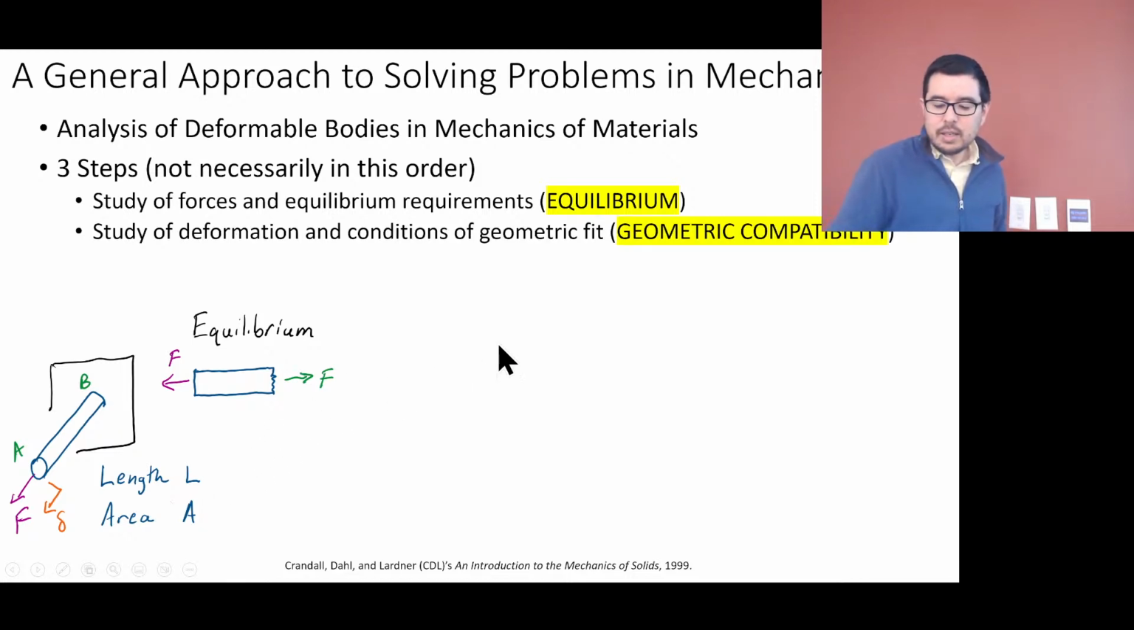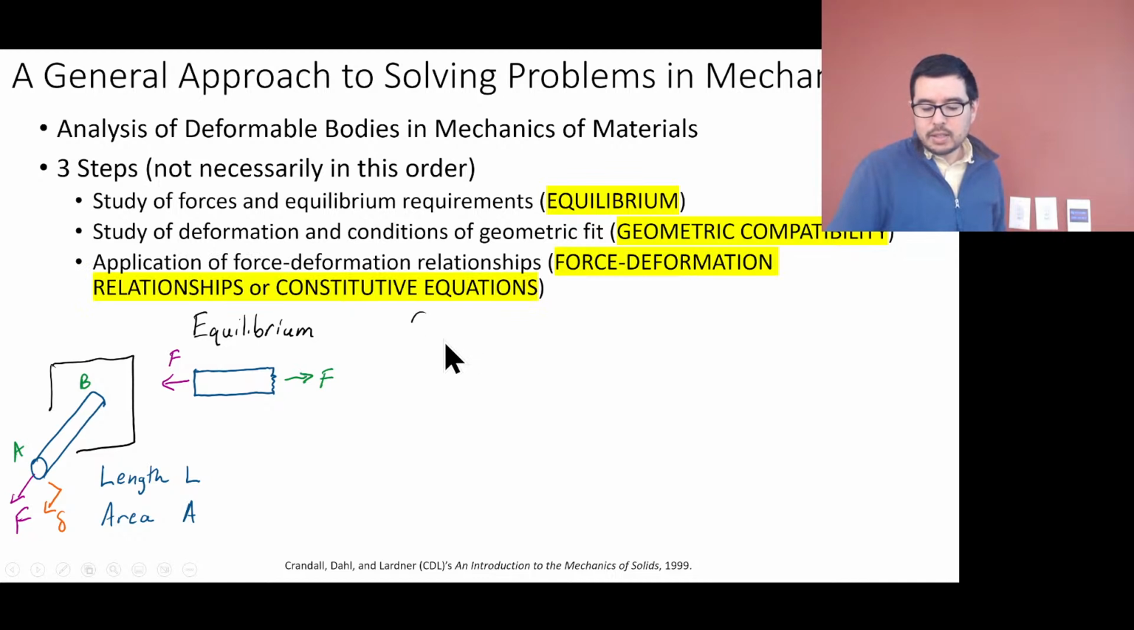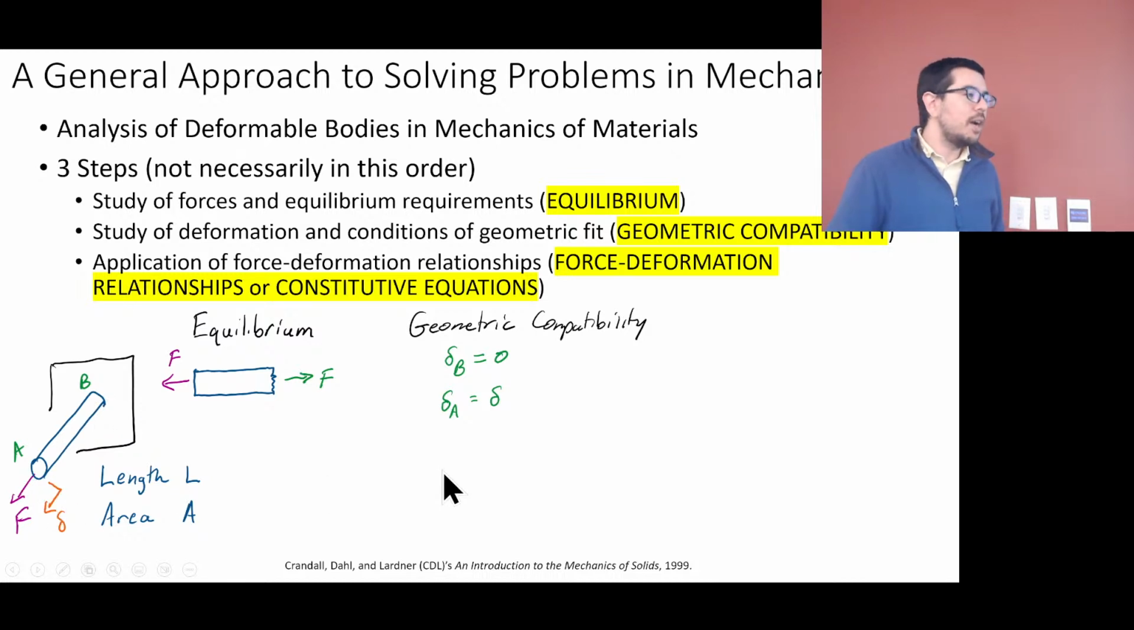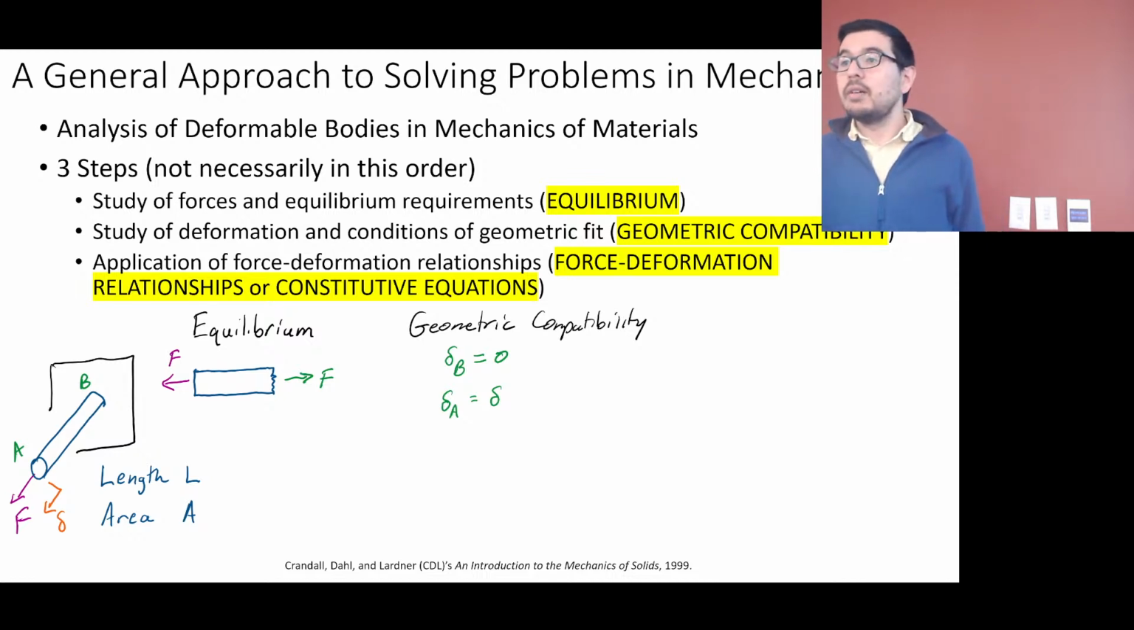The next thing to do is look at geometric compatibility. And the final thing is force deformation relationships, or constitutive equations. So when I'm looking at geometric compatibility, I can say, look, delta B right here has got to be equal to 0. It's not going anywhere. But over here, delta A is equal to the delta that's defined. I was just trying to write something down for geometric compatibility. There will be other problems where we really do have to focus on geometric compatibility, for example, the indeterminate problems, which we've done already.